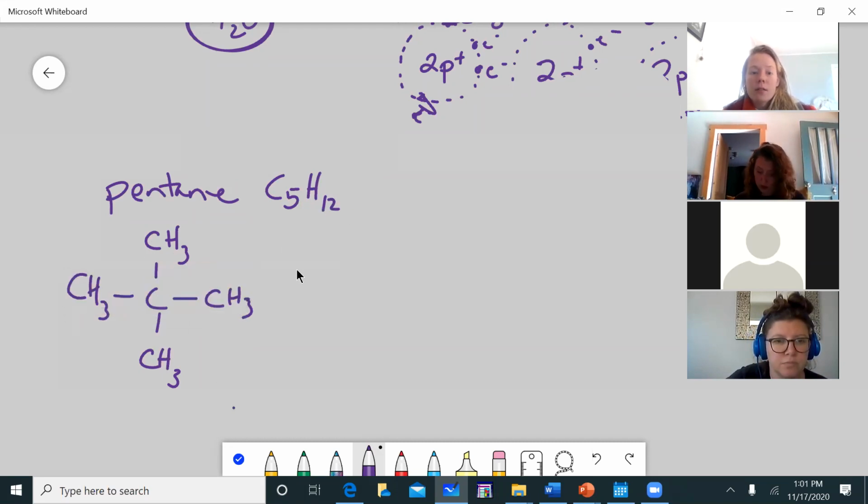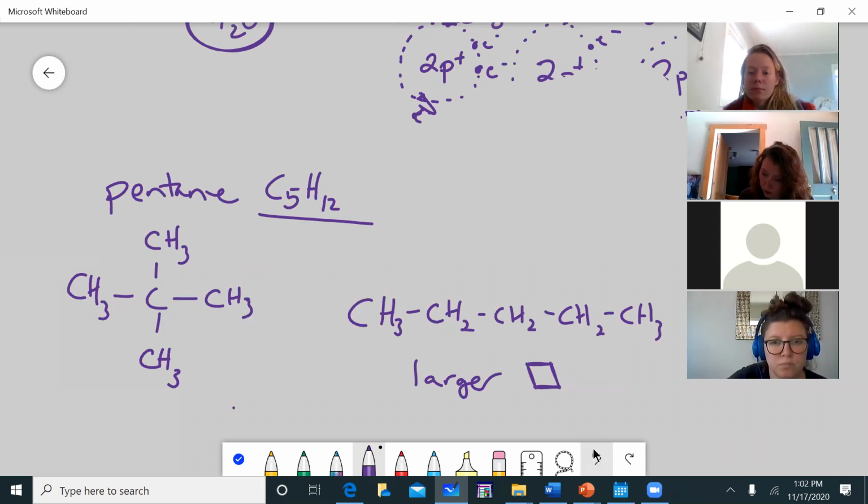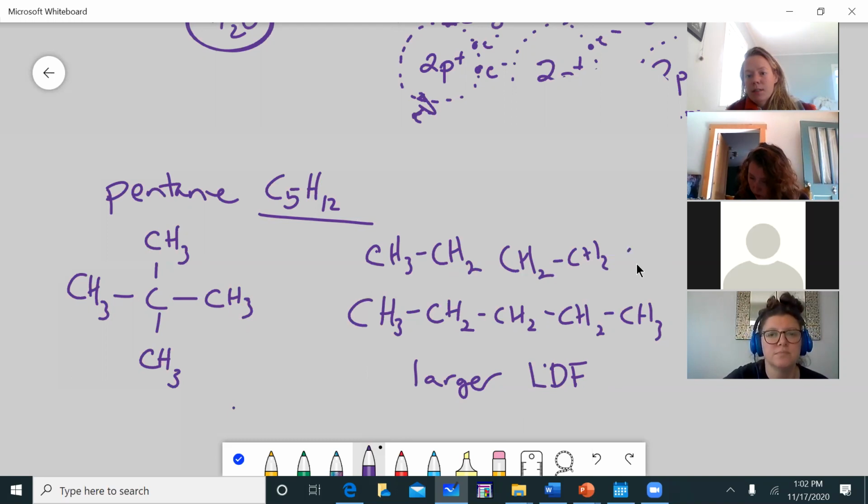There is another way that I can draw this. I could draw it as a single chain, CH3, CH2, CH2, CH2, CH3. Again, I wouldn't expect you to know this because this is more organic stuff, but just looking at the different shapes, they have the same formula, so they have the same molar mass, but this one is in more of a compact globular shape. This one is in a longer, skinnier shape. So this one is going to have a larger London dispersion force. It's easier for this to align with other molecules. Look at all these places where we can create these temporary dipoles and have it stick to itself.